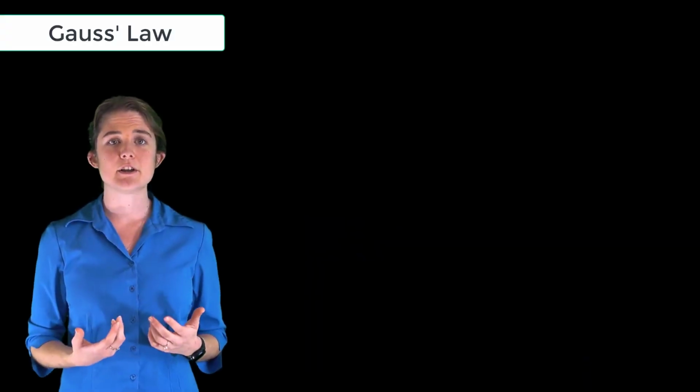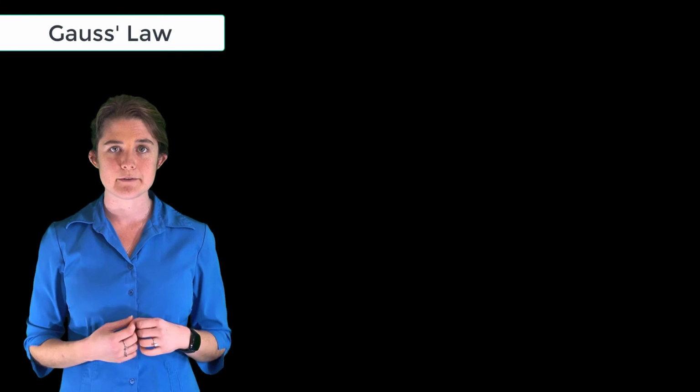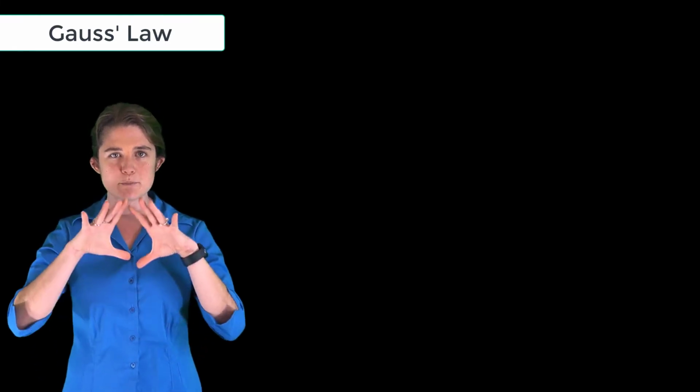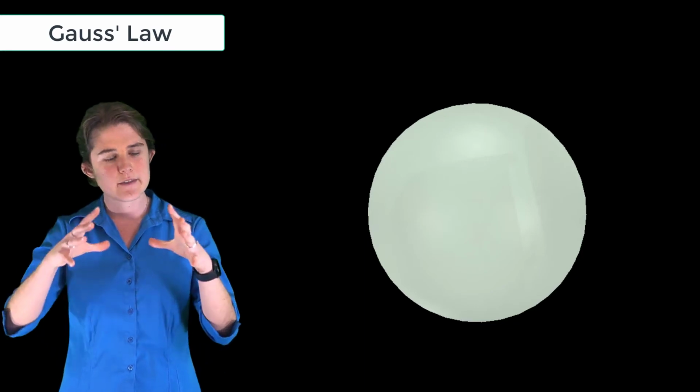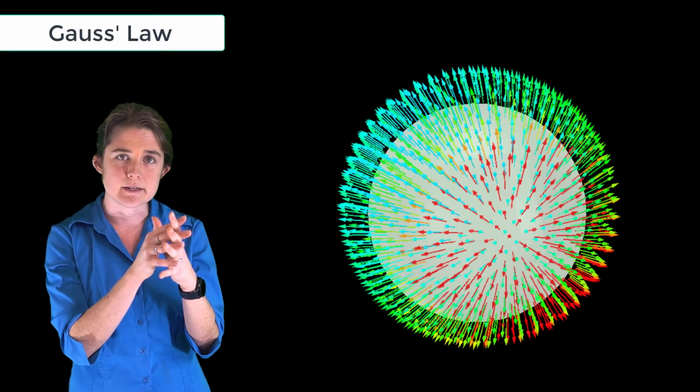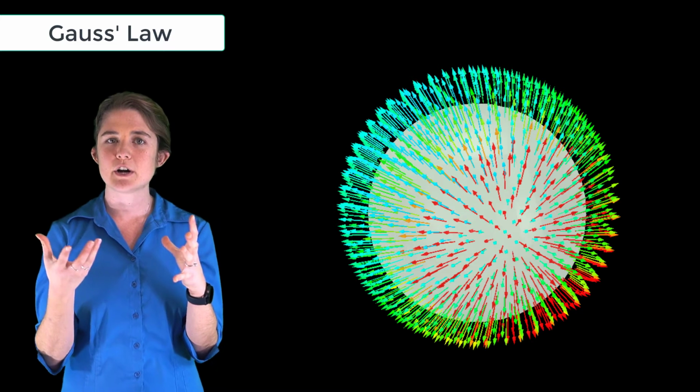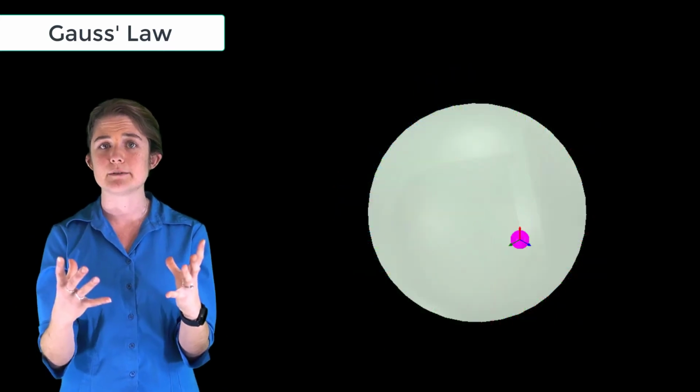The next fundamental law of electrostatics is Gauss's law. Gauss's law says that if you build a closed surface surrounding some region of space, and you look at the electric field going through that surface, you can calculate how much charge is inside the enclosed region.